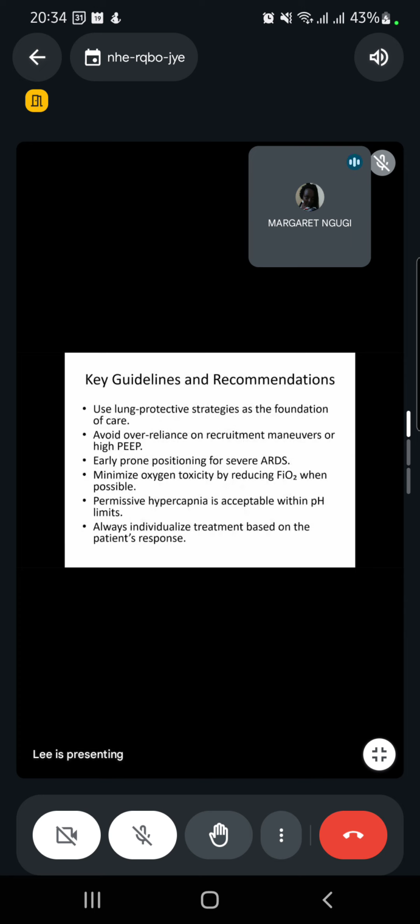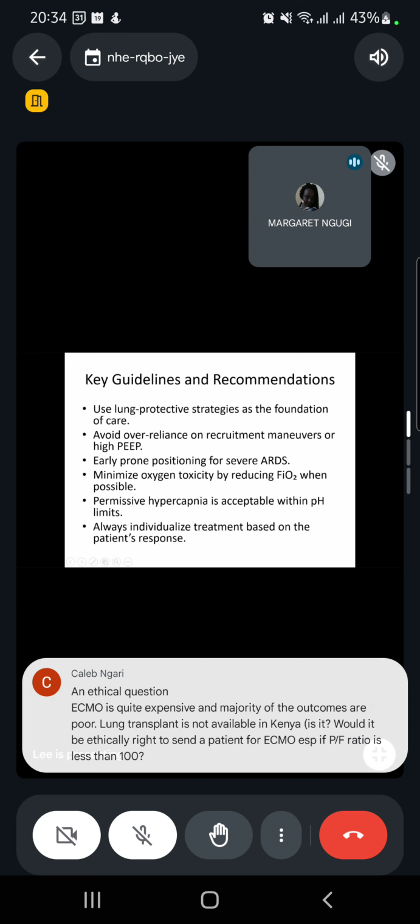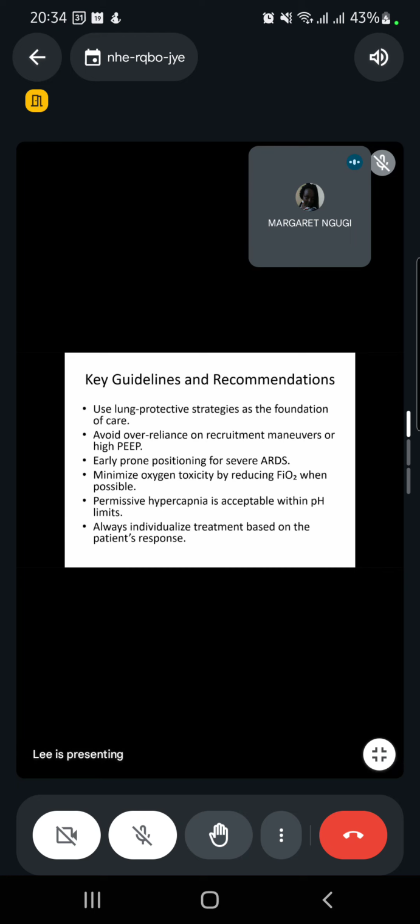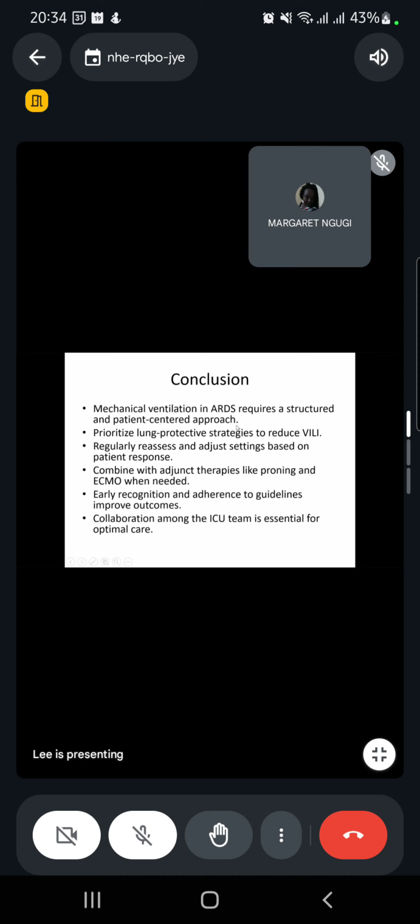The key guidelines: use lung protective strategies, avoid over-reliance on recruitment maneuvers or high PEEP, and use early prone positioning for severe ARDS. Permissive hypercapnia is acceptable within pH limits, and always individualize your treatment based on the patient's response. Yes, that's all. We're done.